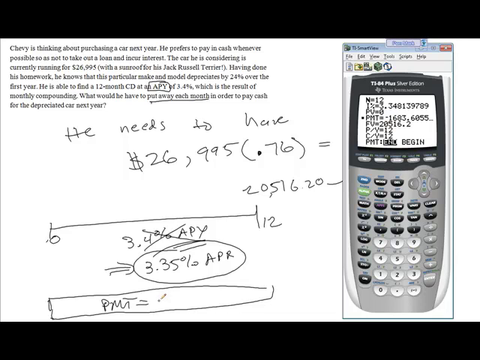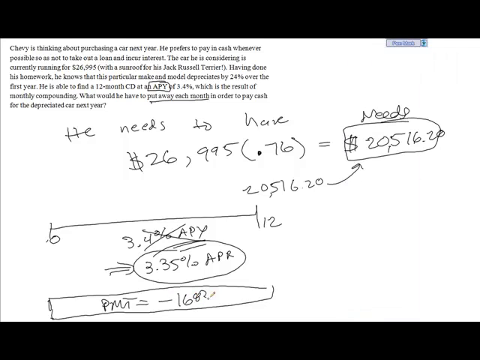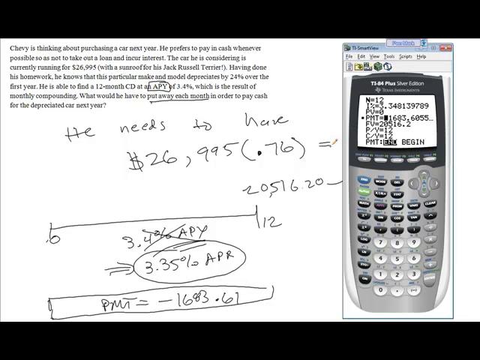Perfect. Now we'll calculate our payment, and we are done. So he has to put away $1,683.61. That has to be his monthly payment in order to accomplish his goal of $20,516.20. Now the one thing you'll notice, this is kind of a side note, if I take that payment, $1,683.61, and I multiply it by 12, that's actually what I put in out of pocket.